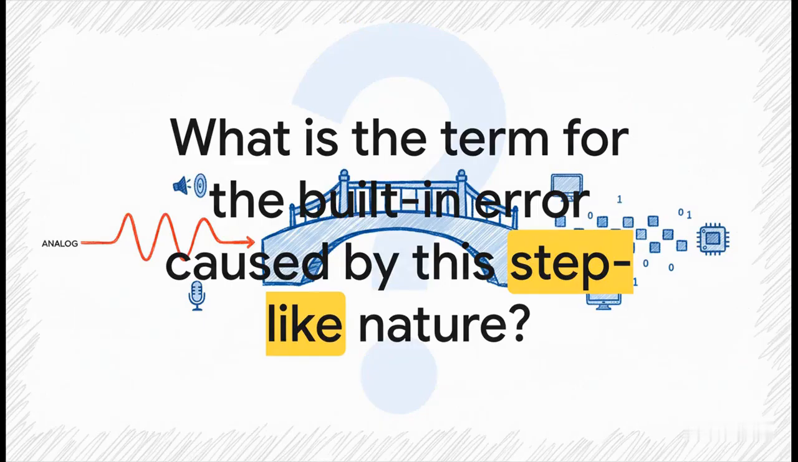Now, because we're using steps to approximate a smooth ramp, there's always going to be a tiny bit of error between the real analog value and its digital version. So, what is the term for this built-in error that's caused by the step-like nature of the converter?